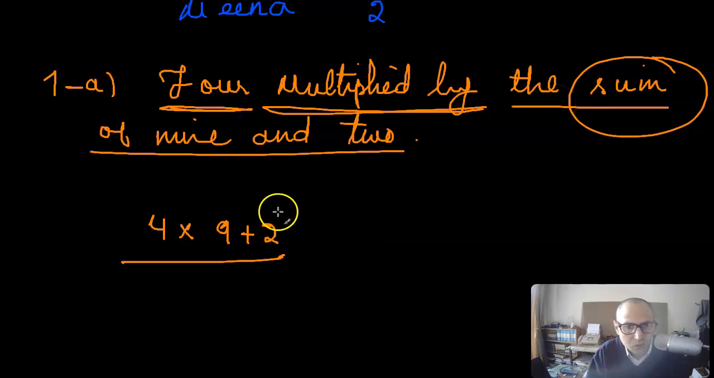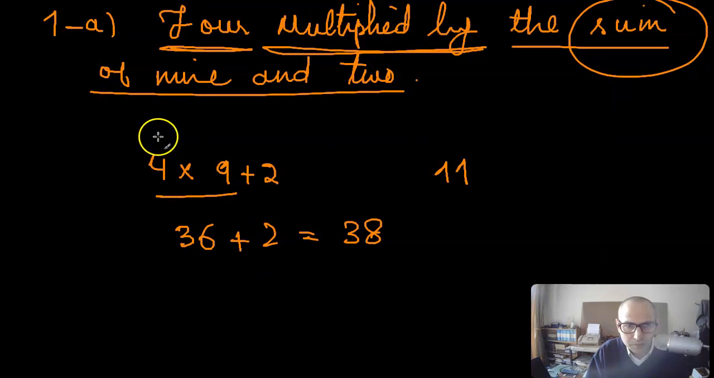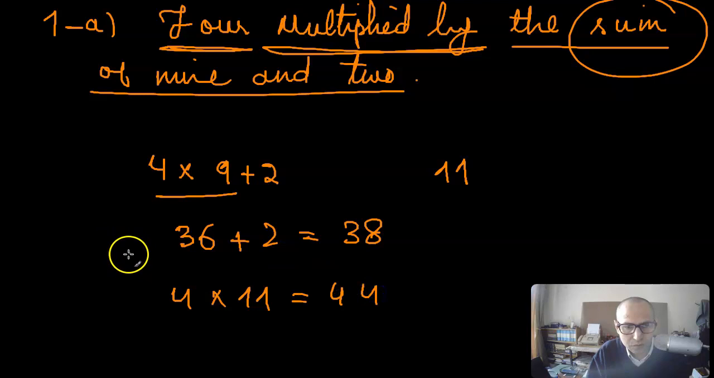The sum of 9 and 2 is, of course, 11, right? But the way I have written this expression, it means that first the 4 is multiplied by 9, which is 36, plus 2, which is 38. Whereas if I multiply the 4 by the sum of 9 and 2, which is 11, that should give me 44. So these are two different things, right?